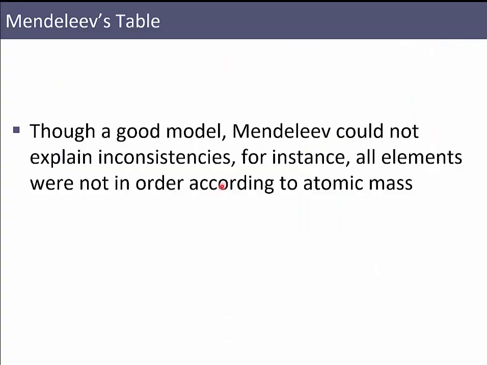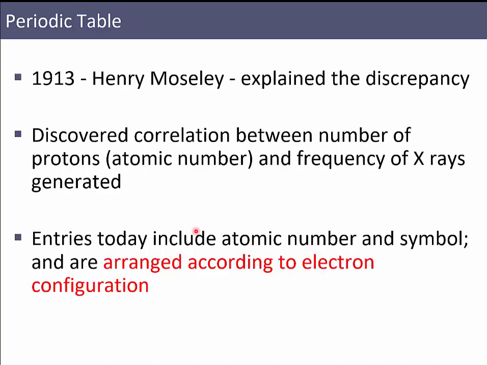Although it was a good model, Mendeleev could not explain inconsistencies. For instance, all elements were not in order according to atomic mass. In 1913, Henry Moseley explained the discrepancies. He discovered the correlation between the number of protons, atomic number, and frequency of X-rays generated. Entries today include atomic number and symbol and are arranged according to electron configuration.